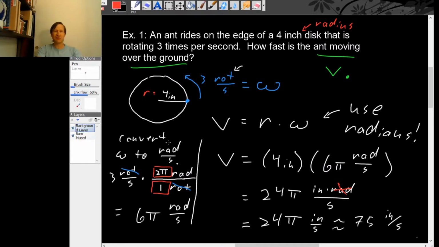So you can see this equation is pretty handy, although you do have to be careful to use radians. If you try to use this equation when you're in degrees, you're going to get velocities that are way, way off track.